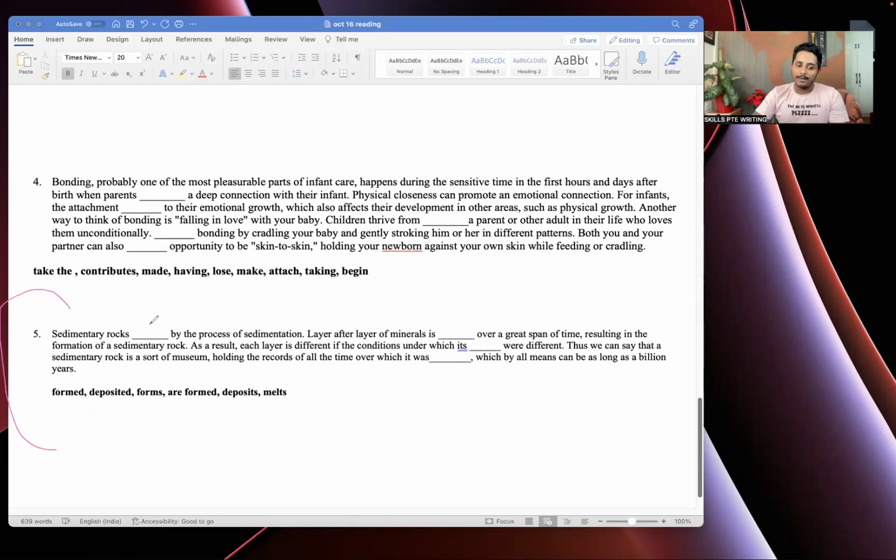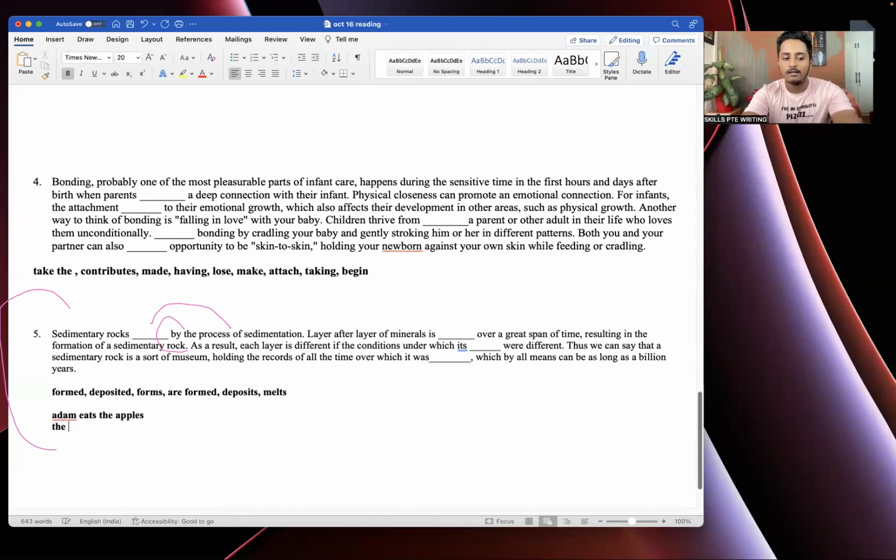We come to this: sedimentary rocks by the process. Whenever you have the word "by", it is passive voice. See here: Adam eats the apples. The apples are eaten by Adam. Both are the same sentence. Whenever you have the word "by", it is a passive form. In passive form, you need are eaten, is included, is killed, was killed, are killed, has been killed, have been killed.